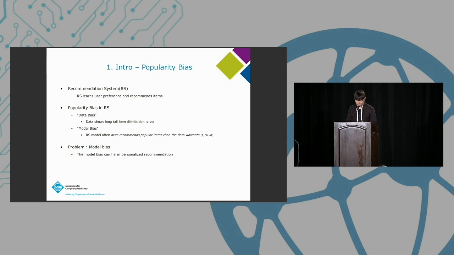So recommendation systems are used in various domains. The RS learns user preference from the data and recommends items. Meanwhile, popularity bias is a phenomenon that can come in many forms. On the one hand, the data shows long-tail item distribution. On the other hand, the RS model trained on such data often over-recommends popular items than the data warrants. So even if the user equally likes two items, the popular item is recommended more because it is ranked or scored higher by the recommendation system model. And that is what we refer to as model bias. The model bias is a problem that can harm personalized recommendation, and it must be solved.